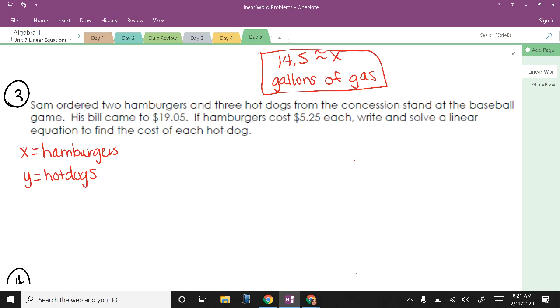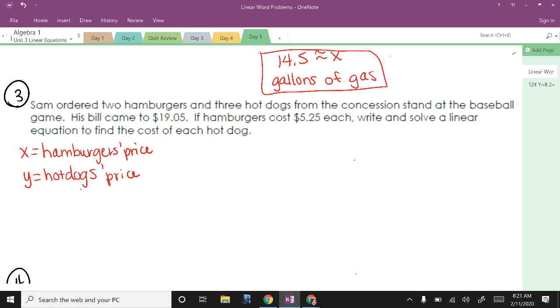All right, so this is the hamburger's price, I should say. X is how much it costs for a hamburger, and Y is the price for a hot dog. Does that make sense? All right, now I need to write an equation.